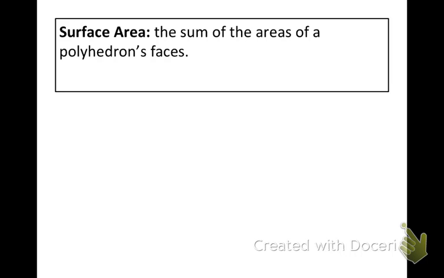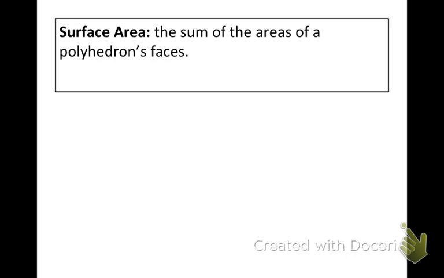So your surface area is going to be the sum of the areas of a polyhedron's faces. So surface area would get you the total surface area.